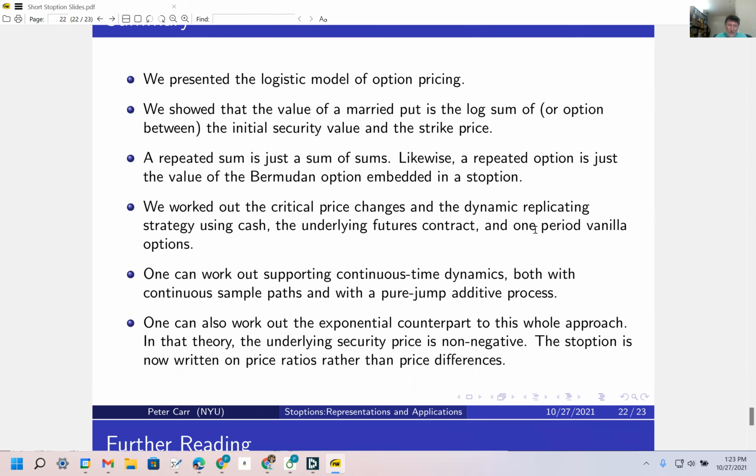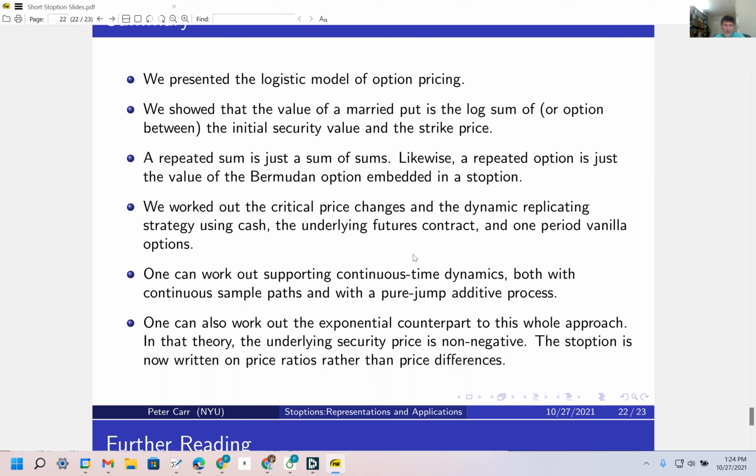You might have noted that the whole presentation was in discrete time, and wonder, is there a supporting continuous time model? So the good news is that there is. I just published a paper with a co-author, Lorenzo Torricelli, in Finance and Stochastics that gives the supporting continuous time dynamics for this logistic model and for another model.